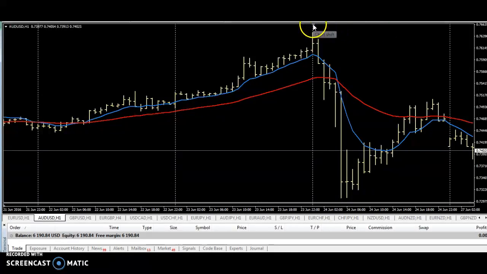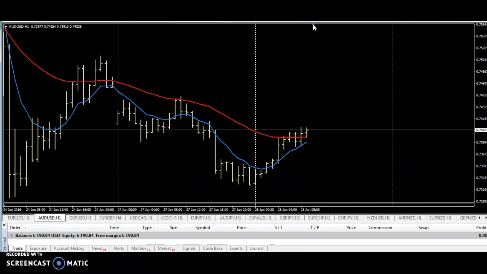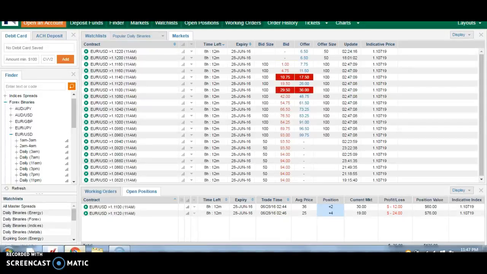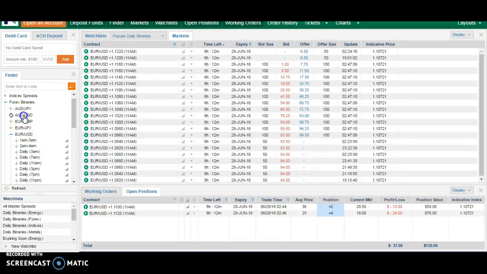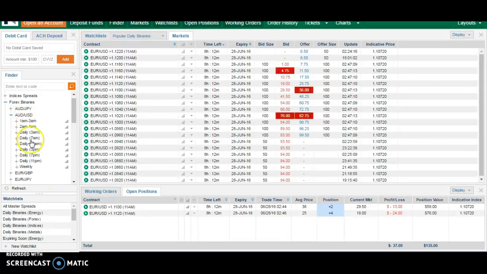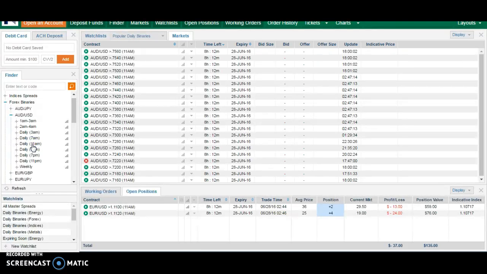pairs here, because I like as many as possible to increase my odds of having a couple winners beat out 3 or 4 losers. Right now the Aussie US is at 74.03 and I'm looking to buy, so I would go back over here and I would look at something like 74.20 on the Aussie US. Same time frame, 11 a.m., 8-hour trade.